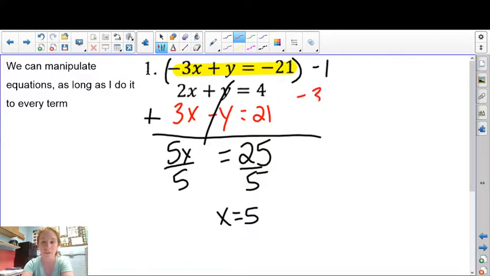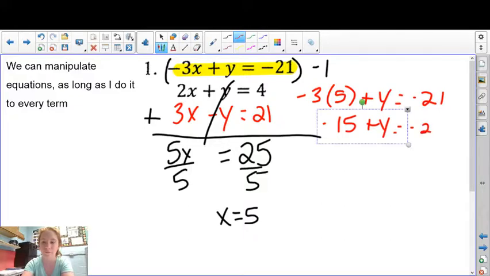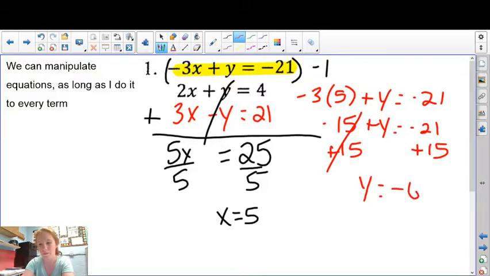So -3 times 5 plus y is equal to -21. -3 times 5 gives me -15. Add 15 to both sides. Y is equal to -6. So my answer is 5, -6.